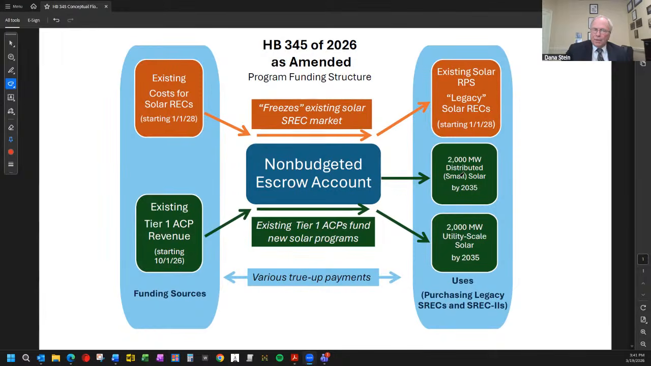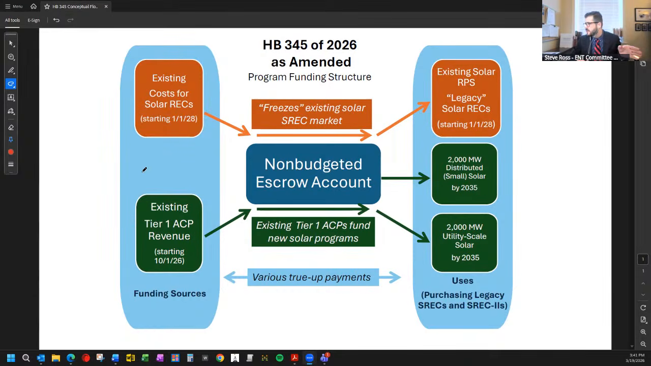Okay. Second question: I'm a little bit unclear about the amount of funding by ACPs for each of these two buckets. Did you say, Steve, that's $100 million for distributed and $100 million for utility scale? Okay, so I don't want to conflate anything. Let me address the revenue stream in this bill, the green box. Let me address the green box right here.